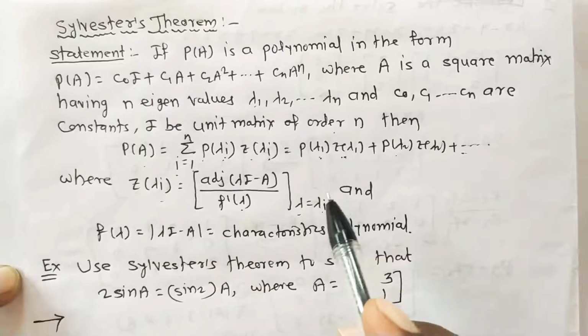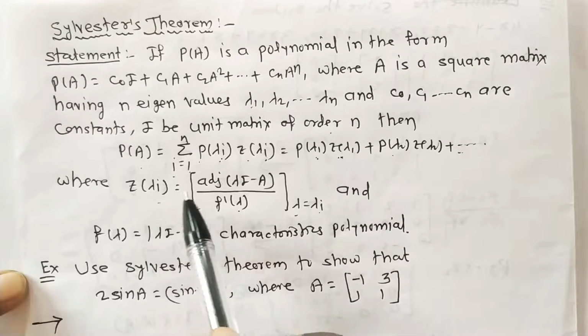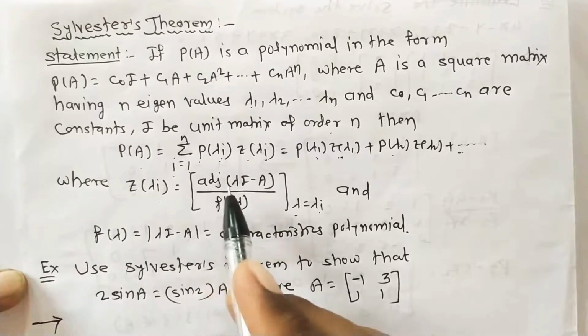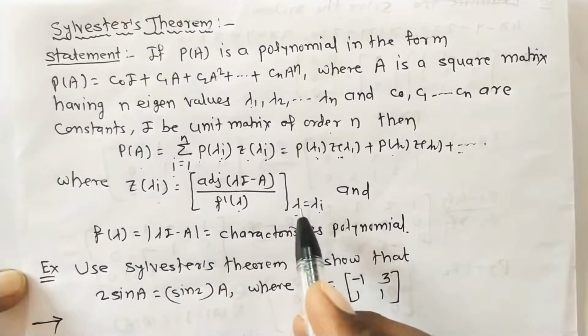Means for example, if we get lambda equal to 1 as eigenvalue, so we have to find Z of 1 here by putting lambda equal to 1. Means first find lambda I minus A matrix, then find its adjoint, and in that adjoint put eigenvalue lambda equal to lambda 1 say or lambda 2.